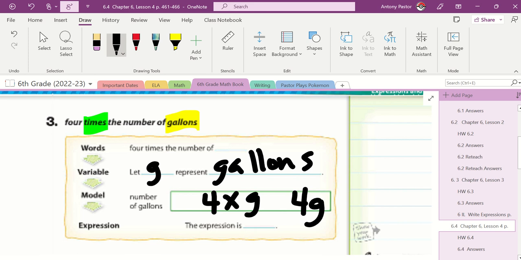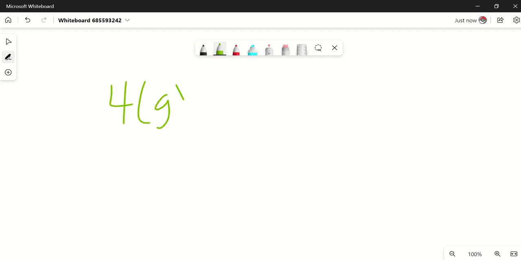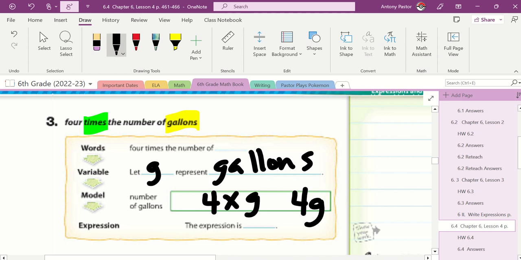So my expression is 4G, which is 4 times G. And again, you could write it as the following. You can do 4 parentheses G. You can do 4 dot G. Or you can do 4 times G, which is 4G. Either one of these is a valid expression. And again, you don't have to use G for gallons. We just use G for gallons because gallon starts with G.